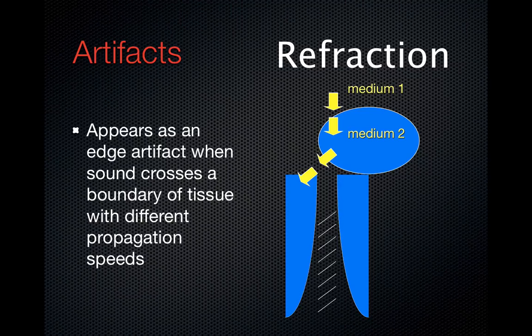Refraction will appear on your image as an edge artifact. When sound crosses a boundary of tissue with different propagation speeds, refraction is created and creates an edge artifact. The sound will come through medium 1, enter medium 2. Medium 2 has a different propagation speed and will bend the sound over to the side, which will create a void and a shadow.